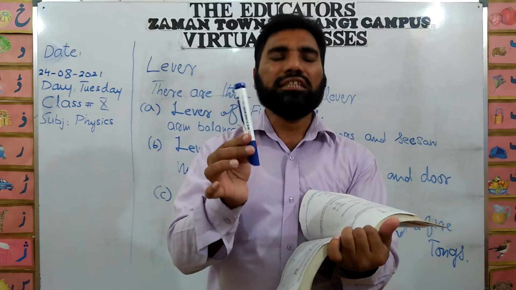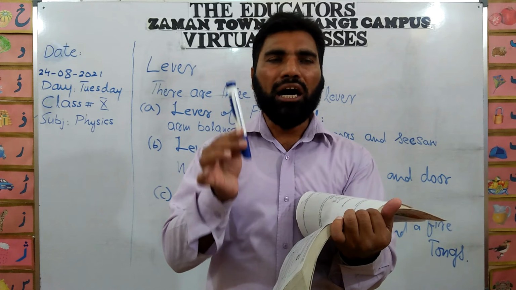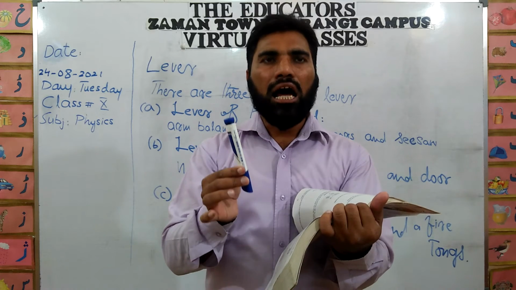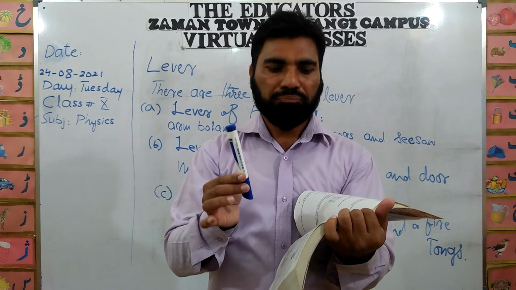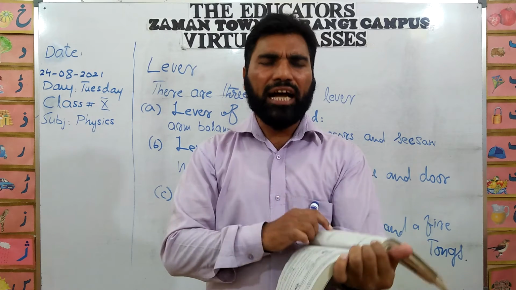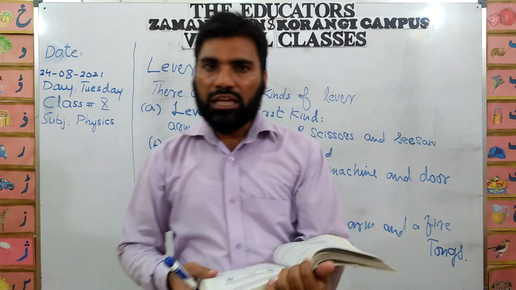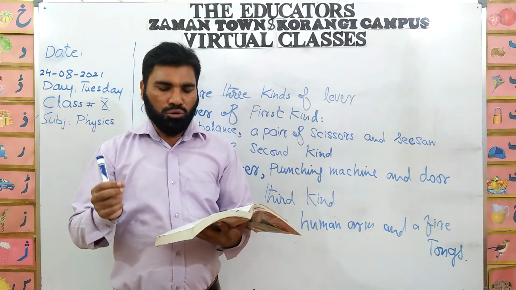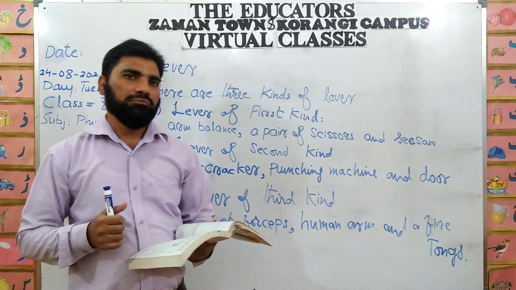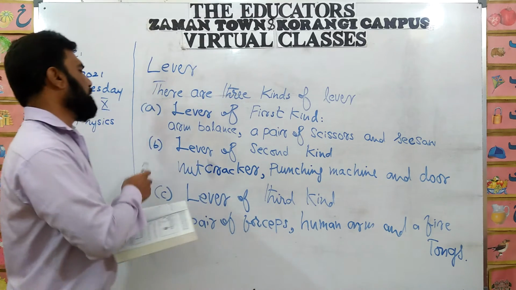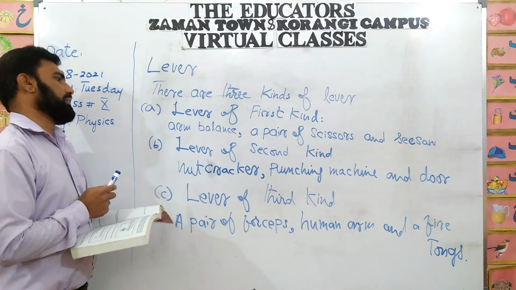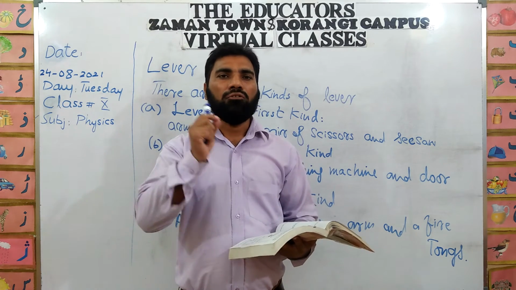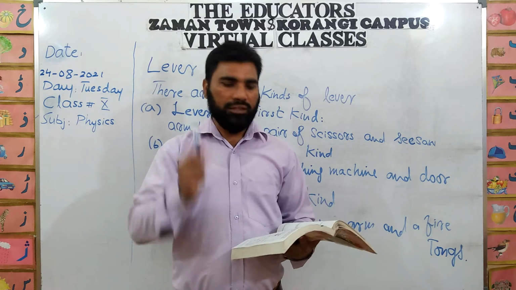So a lever is a simple rigid bar which may be made of iron or wood. Now we are talking about the kinds of lever. The kinds of lever depend on the positions of the effort, load, and the fulcrum. First, we are talking about the lever of the first kind. In the first kind of lever, the fulcrum lies between the load and the effort.